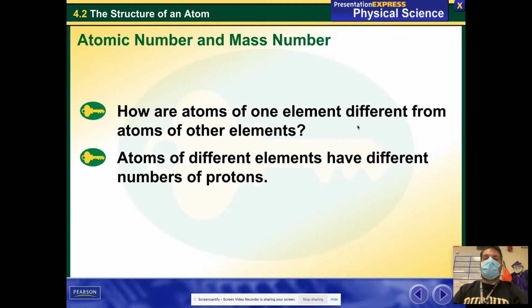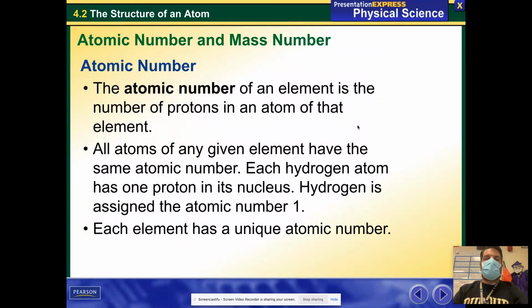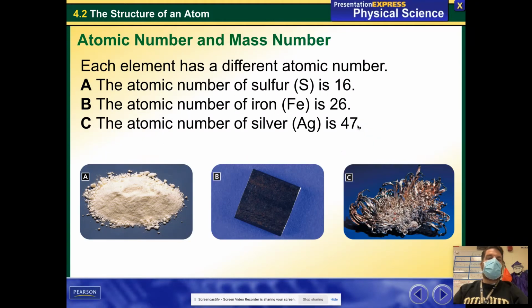So, how are atoms of one element different from atoms of other elements? And atoms of different elements have different numbers of protons. So that's the question. They're asking a question, that's the answer. Okay. So the atomic number of an element is the number of protons in the atom of that particular element. All atoms of any given element have the same atomic number. Each hydrogen atom has exactly one proton in its nucleus. Hydrogen is assigned the atomic number 1. Okay. Each element has a unique atomic number. So each element here has a different atomic number.